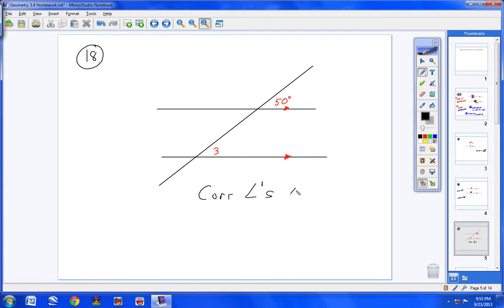And we know that corresponding angles are congruent. So if this angle is 50 degrees, then the measure of angle 3 also has to be 50 degrees. All right, that's numbers 16 through 18.